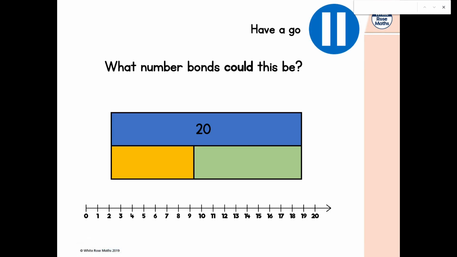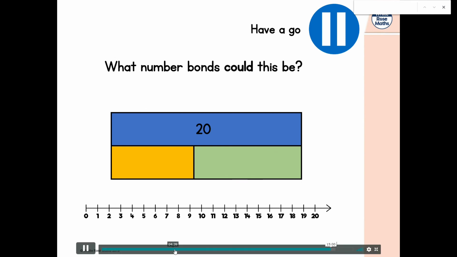Okay, I'm going to show you a question. And it says, What number bonds could this be? And we have a bar model with a total of 20. I'm going to pause here and use the number line below. Look carefully at the picture. What number bonds could this be?